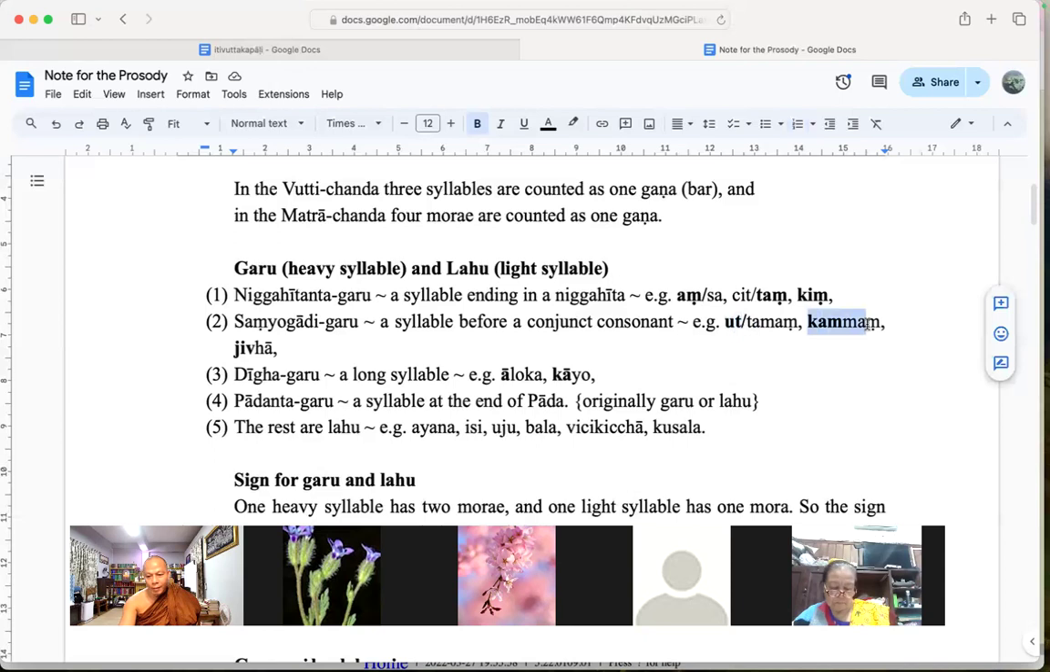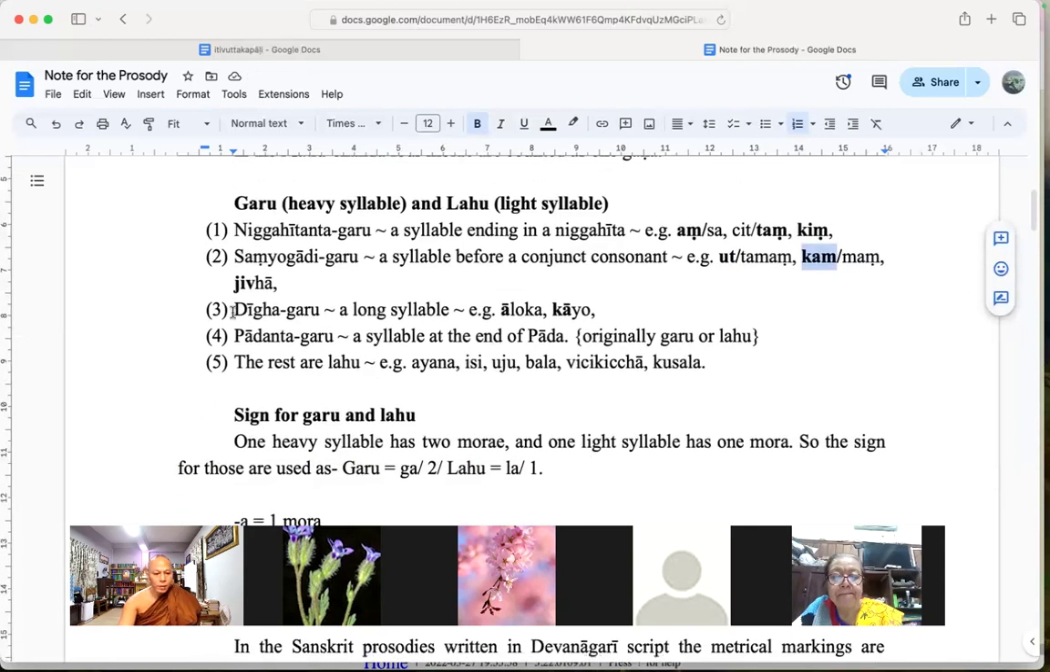And also here gaman. Here the double consonant is a conjunct consonant, that is sanyoga. So we divide it in this way. At that time, this one is considered a Garu. The same way, diga Garu: automatically it is a long vowel, a long syllable. That means the pure vowel R, or together with the consonant ga, is also Garu. R also Garu, ga also Garu.